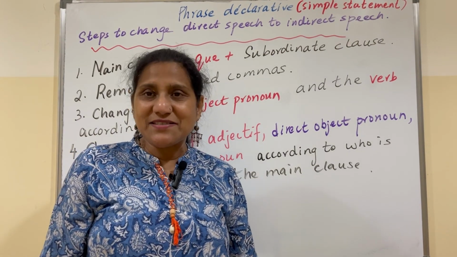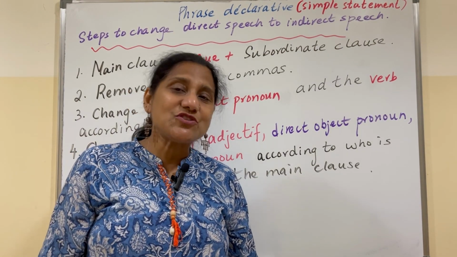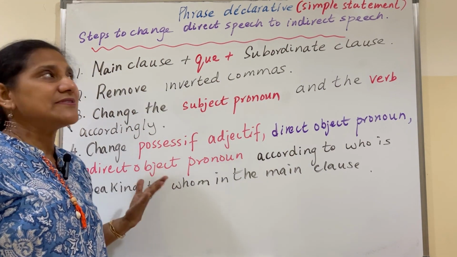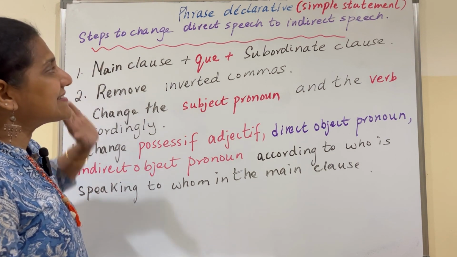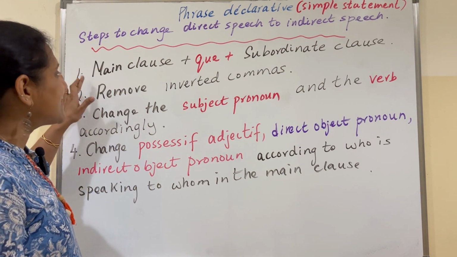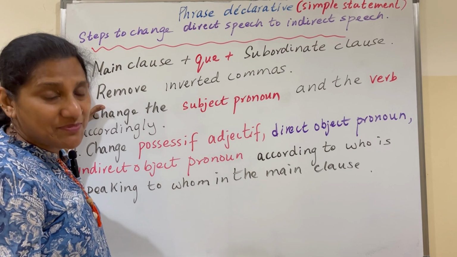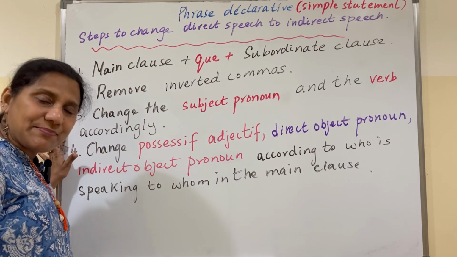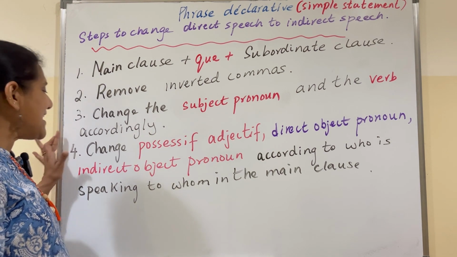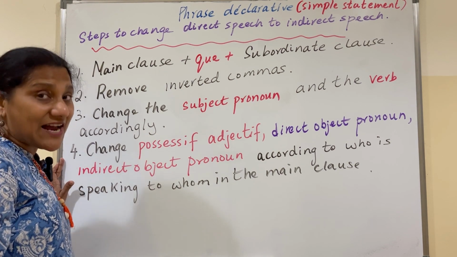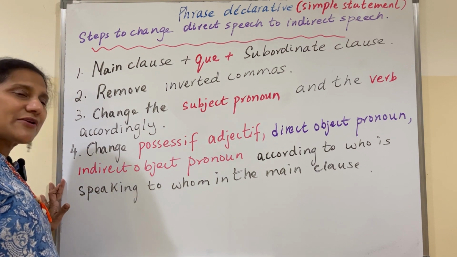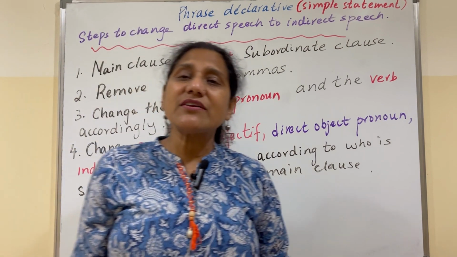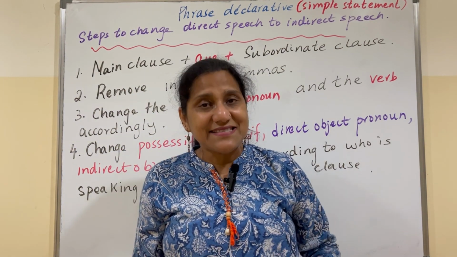What are the steps to change direct speech into indirect speech in a declarative sentence, that is a simple statement? So in phrase déclarative, the steps are: main clause plus que plus subordinate clause, remove the inverted commas, change the subject pronoun and the verb accordingly, change possessive adjective, direct object pronoun, indirect object pronoun according to who is speaking to whom in the main clause. Let's look at a few examples to understand these steps better.